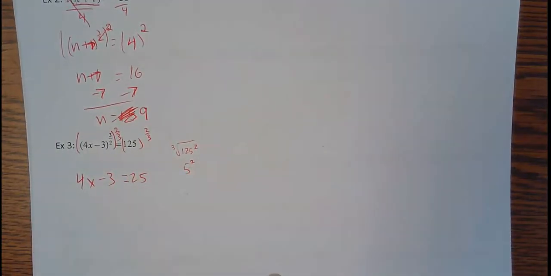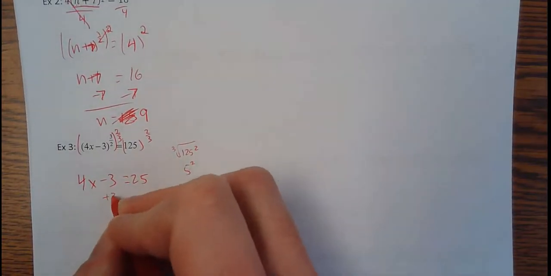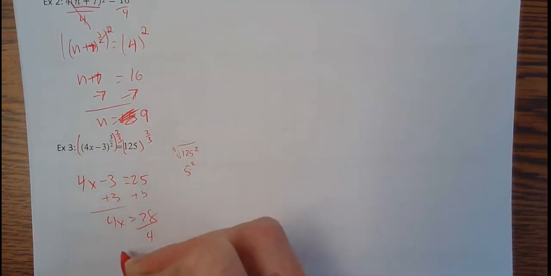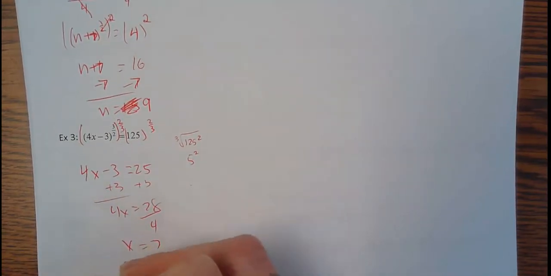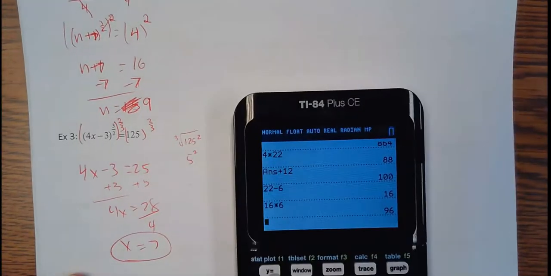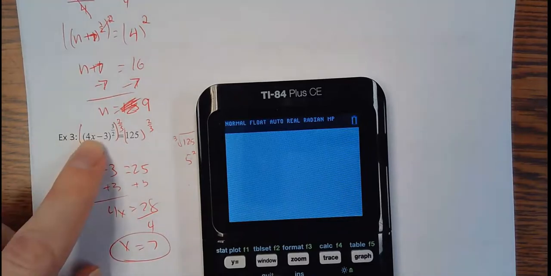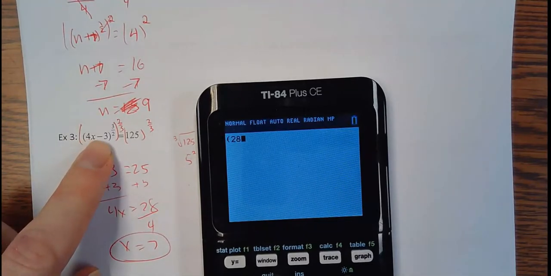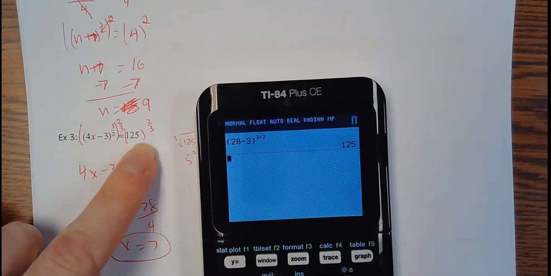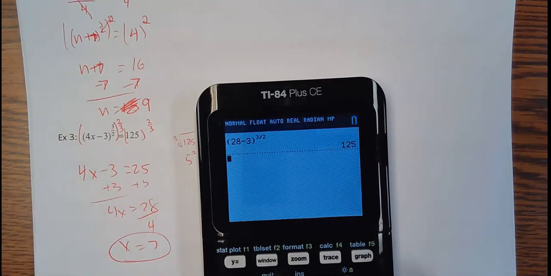And now it's just a normal old equation to solve. So plus 3, plus 3, so 4x equals 28. X would equal 7. You can actually check this very quickly in the calculator. So I take 4 times 7 is 28. So I'm going to have 28 minus 3, raise that to the 3 divided by 2 power. I get 125. So I know I got it right.